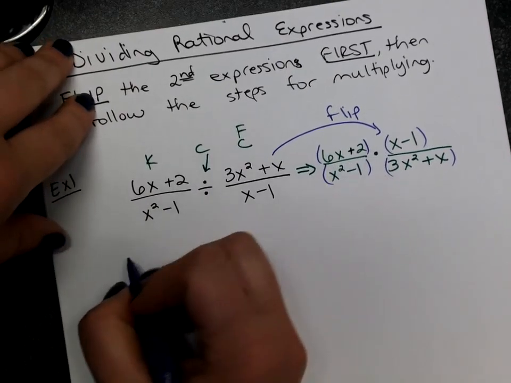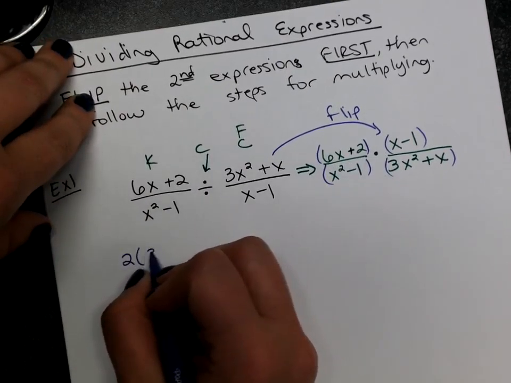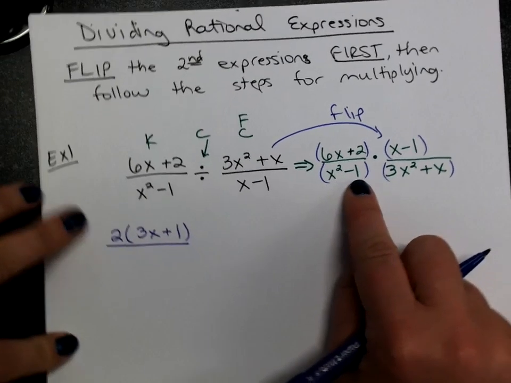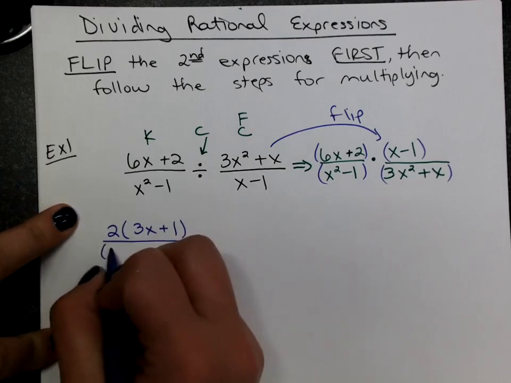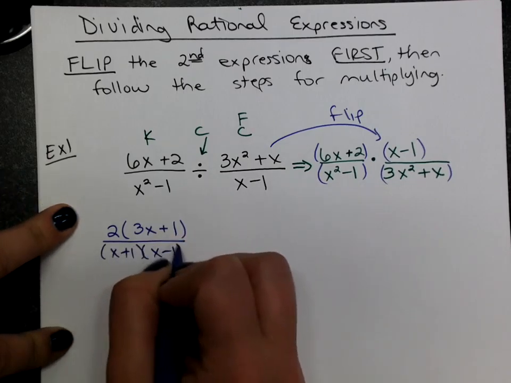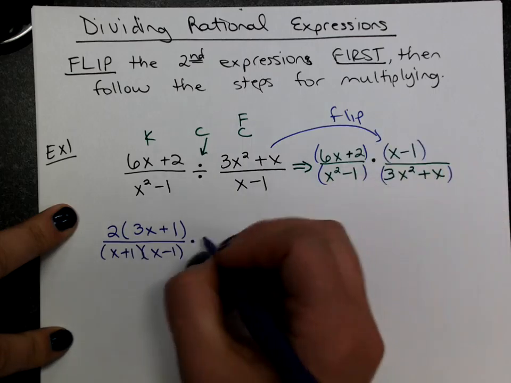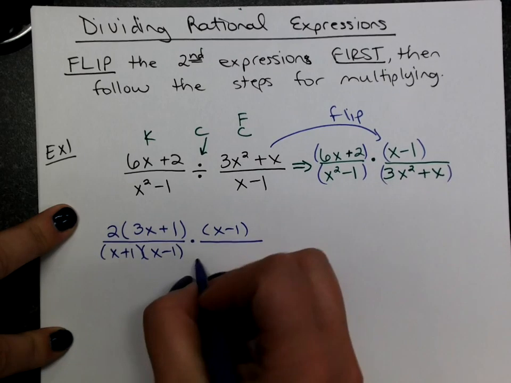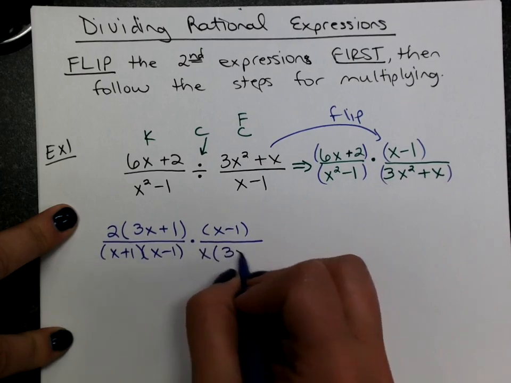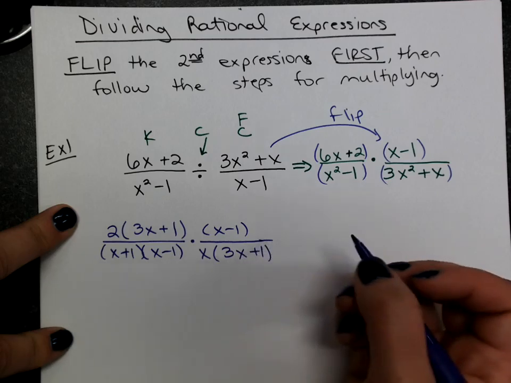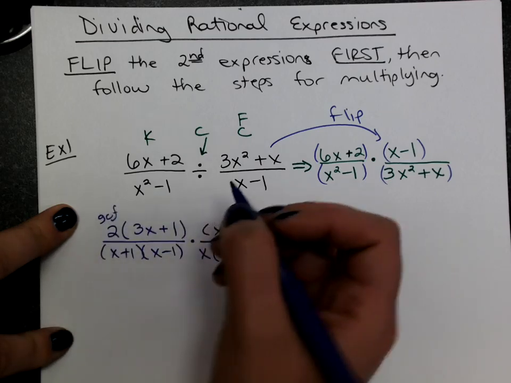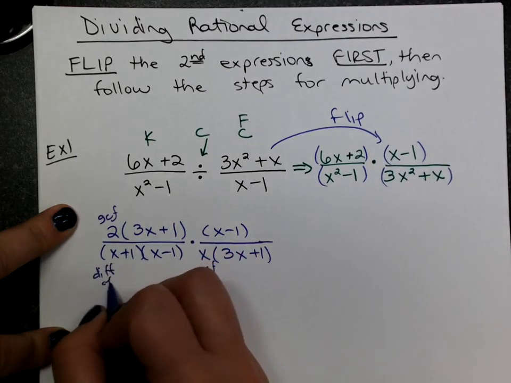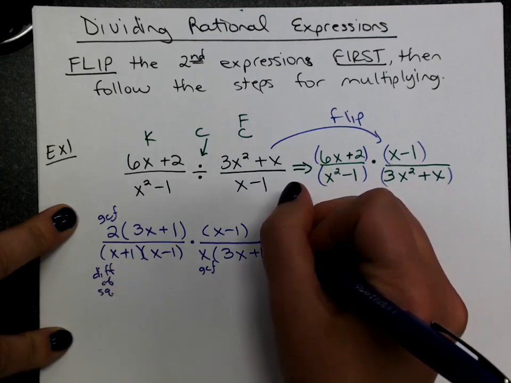Alright, so now I've got 6x + 2. There's a GCF of 2. That leaves 3x + 1. Over, x² - 1 is a difference of squares, so (x + 1)(x - 1). The x - 1 just stays. I would leave it in parentheses. 3x² + x has a GCF of x, and that leaves 3x + 1. So we did GCF, we did another GCF, we did difference of squares, and now we get to cross stuff out.